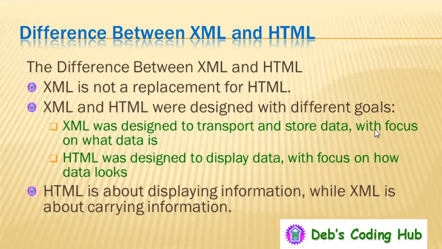Whereas HTML was designed to display data with a focus on how data looks. That means the primary purpose of HTML is to display data. And how data should be displayed is the concern of HTML. HTML can be used to create web pages, but using XML alone, we cannot create web pages. So HTML is basically about displaying information, while XML is about carrying information.